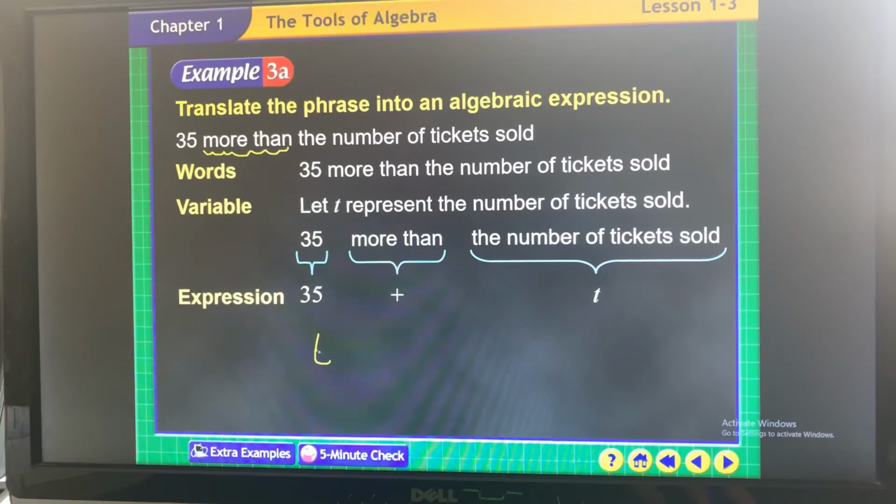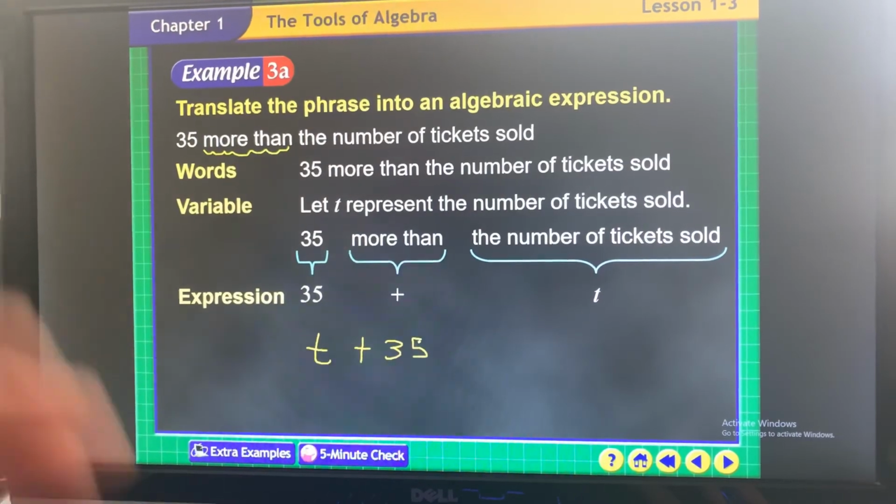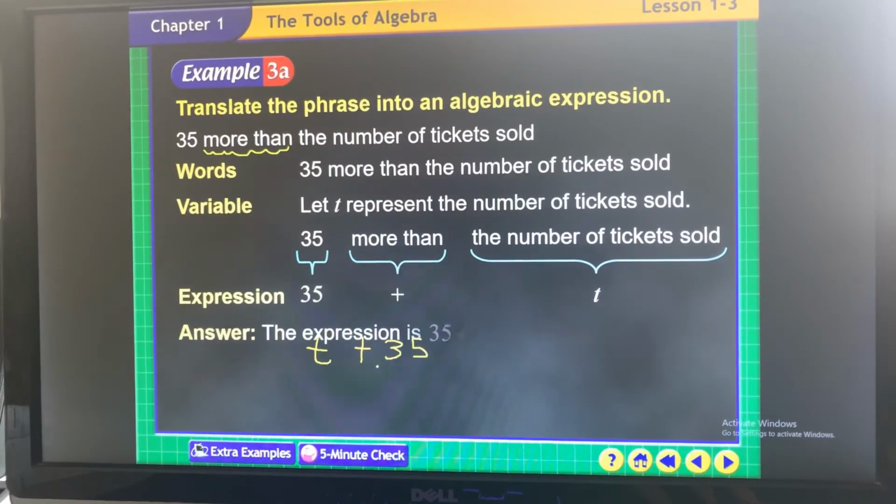Does it matter if I write t plus 35 or 35 plus t? Nope. There's a property called the commutative property that says it doesn't matter in which order you multiply or add things. That's called the commutative property.